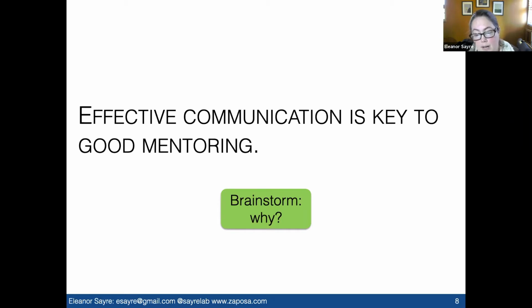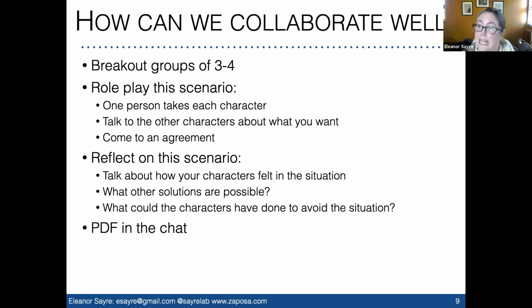The thing I want to talk about now is how can we collaborate well? And you're going to go into breakout groups. You're going to role play the scenario, and I'll show you it in a sec, but also you have this PDF, which you're allowed to open now. And in your role play, I want one person to take each character. So there are 3 characters here. They are Nick, Ed, and Leah. And I want you to each play this character. Talk to the other characters about what you want in this scenario and come to agreement about what to do next.